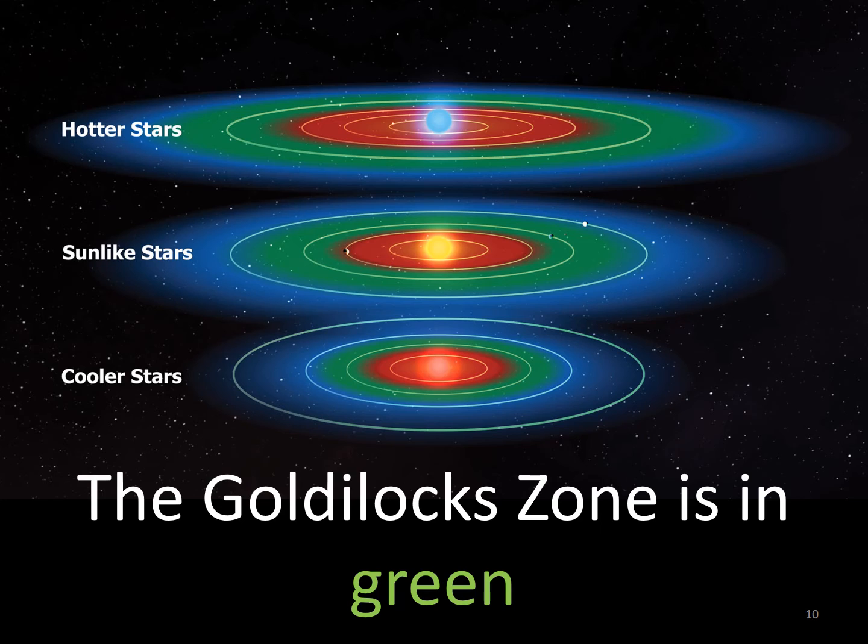So if a planet is in the blue zone, that means it's too far away from the star and the water is going to turn to ice. If the planet is super close to the star, in the middle, in the red zone, that means that it's going to be too hot, more than 100 degrees. All that water is going to turn into steam. So it needs to be just right, in the green zone.